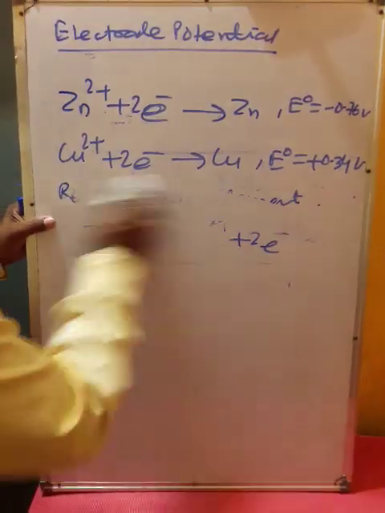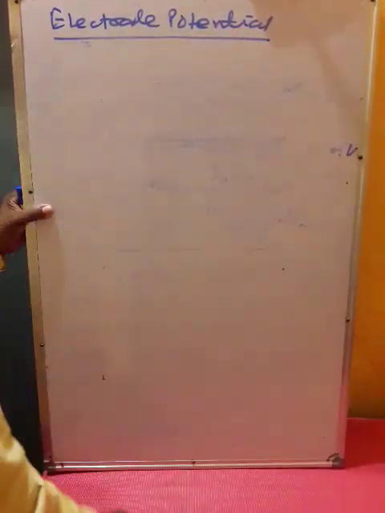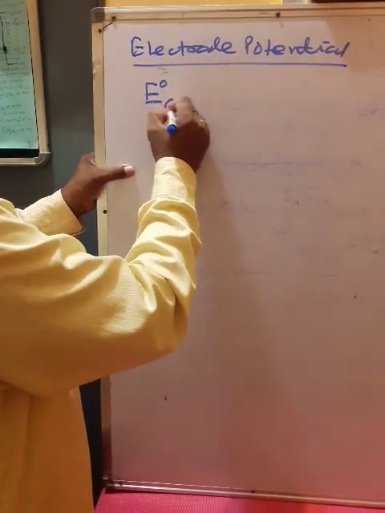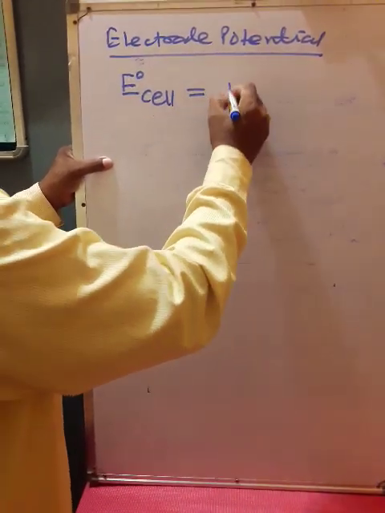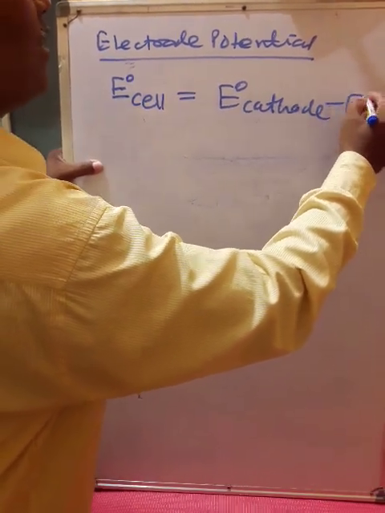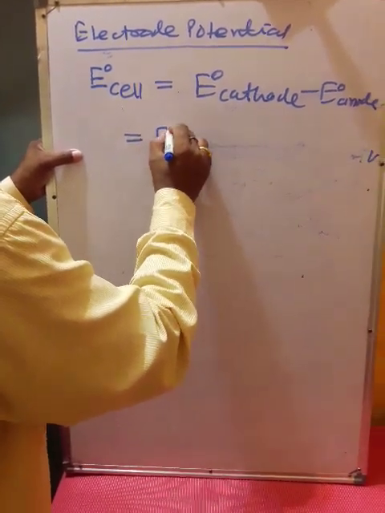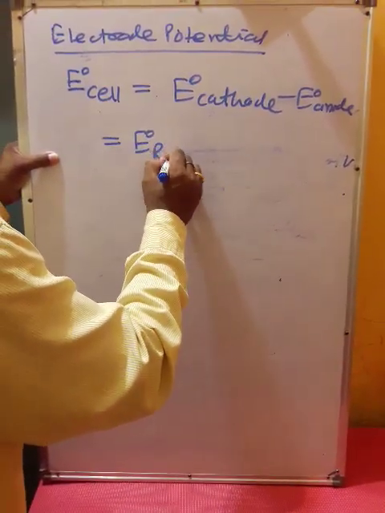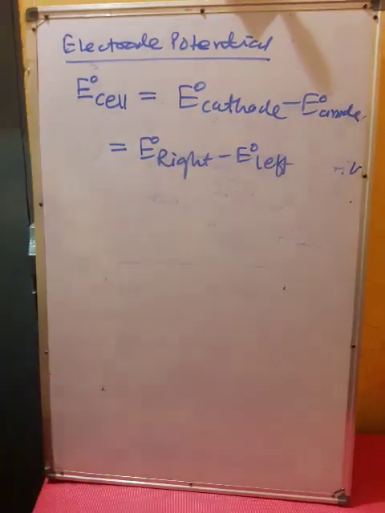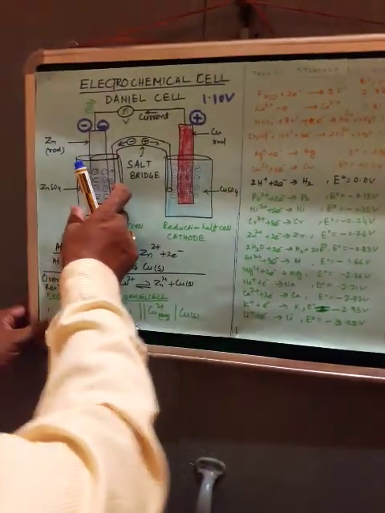Next we will discuss the importance of standard electrode potential. So first of all, calculate the standard electrode potential. The standard electrode potential of a cell is represented by E naught cell is equal to E naught cathode minus E naught anode. Here in this case, the cathode is the copper electrode, so E naught right minus E naught left. The electrodes are already placed such that the anode is at the left hand side and the cathode is at the right hand side.